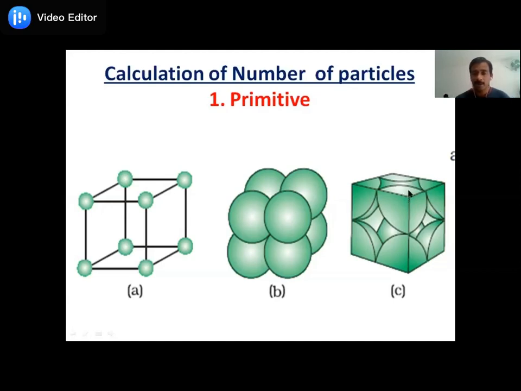So here 1, 2, 3. And when another one is attached here, 4. Similarly, in the upper portion also there will be 4. So total 8 unit cells will share one corner of a unit cell. Therefore, contribution from one corner is 1/8.